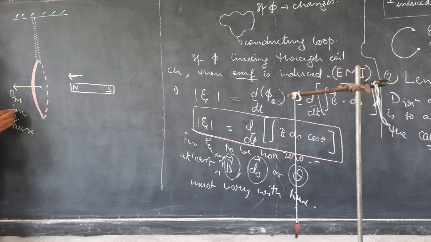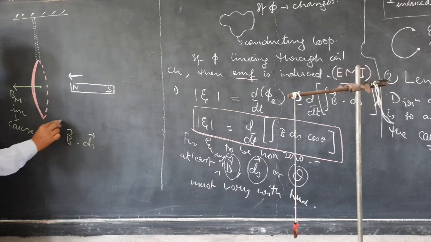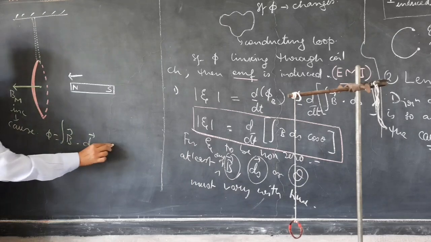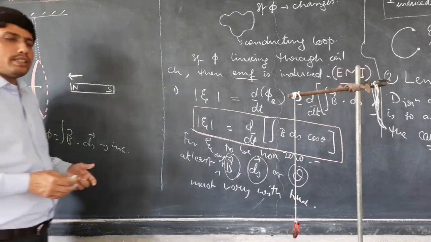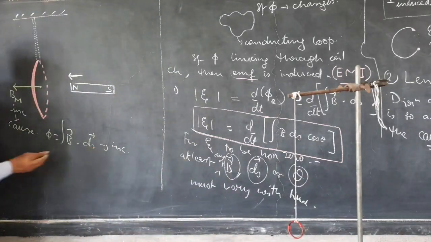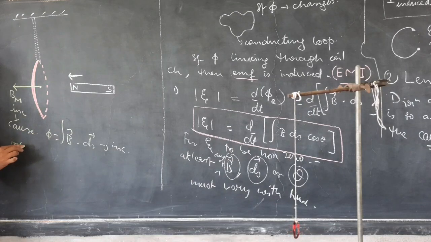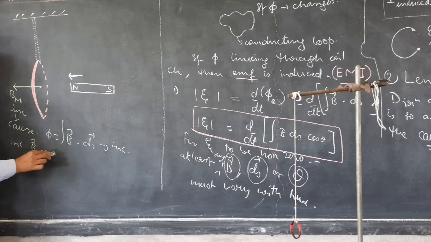Because if magnetic field is increasing, then we know that magnetic flux, which is the integral of B dot dS vector, will also increase. So increasing flux is the cause. Lenz's law says it should be opposed. So it should be opposed. Increasing magnetic field in this direction has to be opposed.